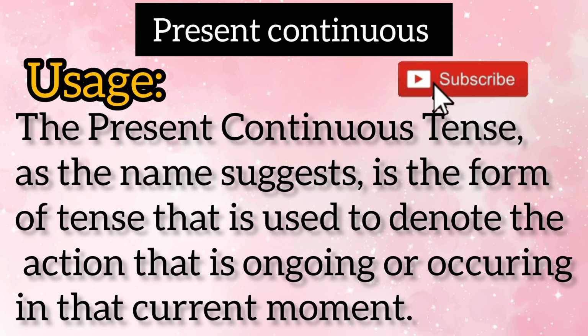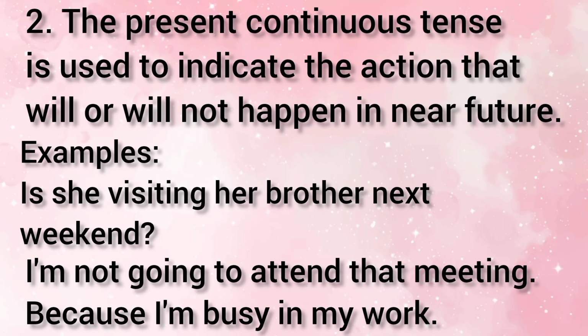The children are playing cricket. Second use of this tense, the present continuous tense is used to indicate the action that will or will not happen in near future. Examples: is she visiting her brother next weekend? I am not going to attend that meeting because I am busy in my work.